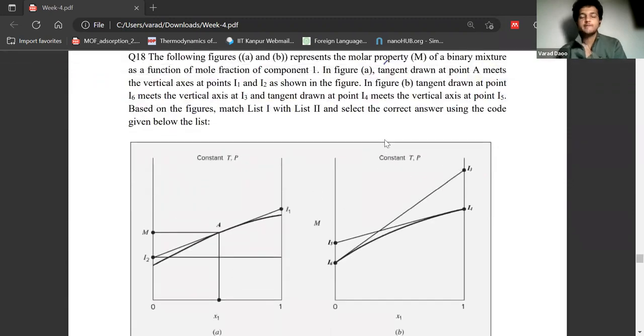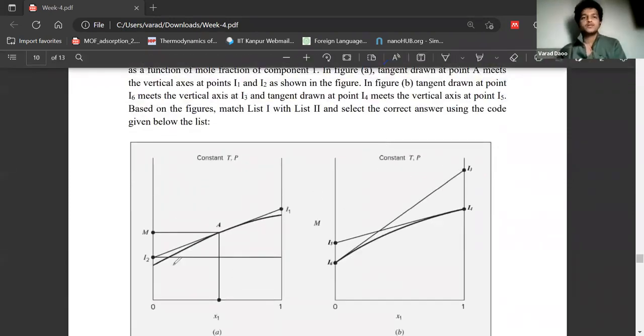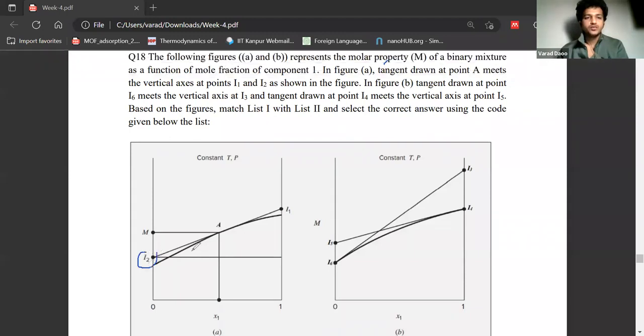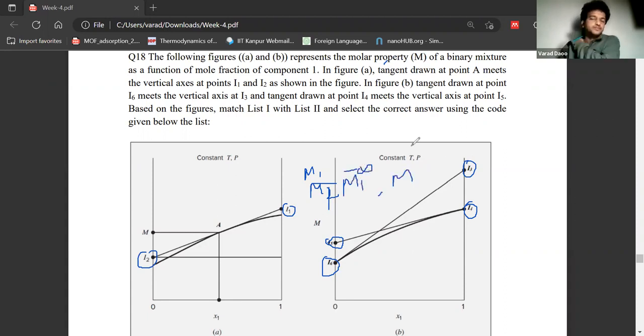So I'm just giving it: I2, I1, I3, I4, I5, and I6. I have highlighted the points. Which of them is M1? Which of them is M1 bar? Which of them is M1 bar infinity? And which of them is N, or whatever we have mentioned in here?